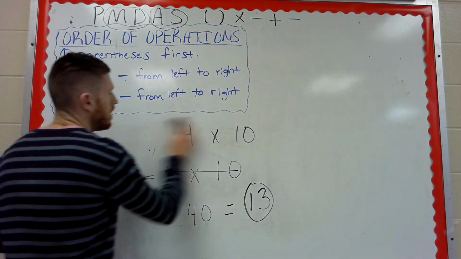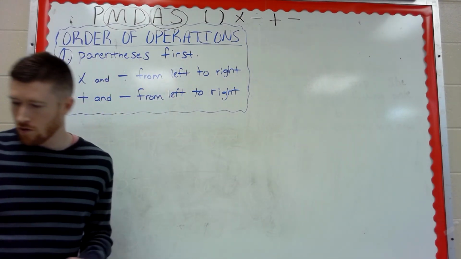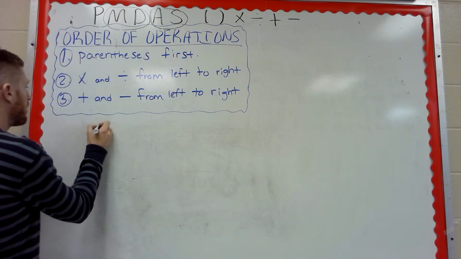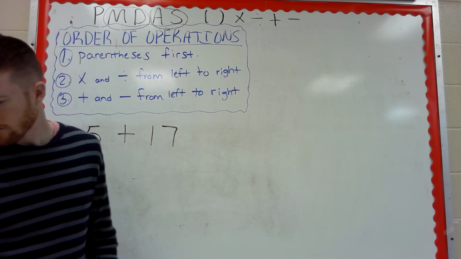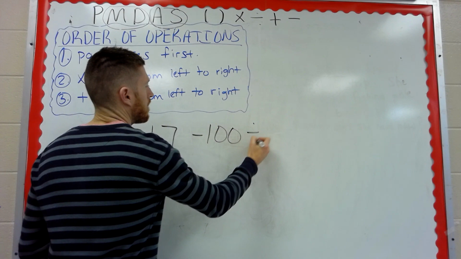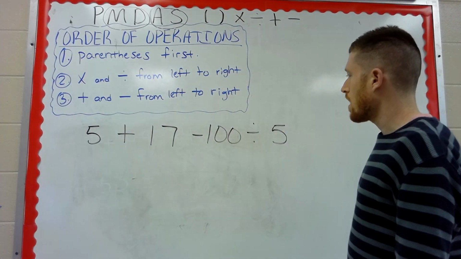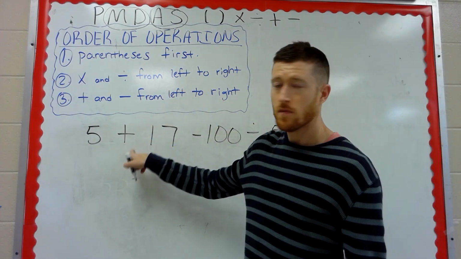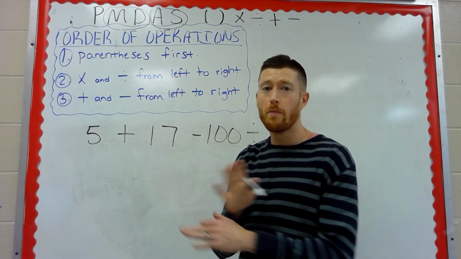All right, let's do one more before we hop off the video, just so that you can see several different kinds. And let's do one like this. 5 plus 17 minus 100 divided by 5. All right? So on this one, you have an addition sign, you have a subtraction sign, and you have a division sign, but there is no parentheses.